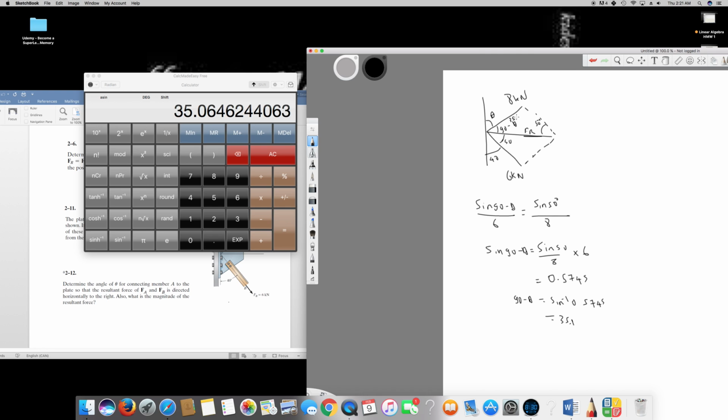If this is 35.1 degrees, we can answer the first question, because the first question is asking what theta is. So we have found the 90 minus theta. If the 90 minus theta is 35.1 degrees, then to find theta, I have to simply deduct the 35.1 from 90 degrees. So theta is going to be equal to 90 minus 35.1. Let's plug it in the calculator: 90 minus 35.1, which is equal to 54.9. This is the answer for the first question.